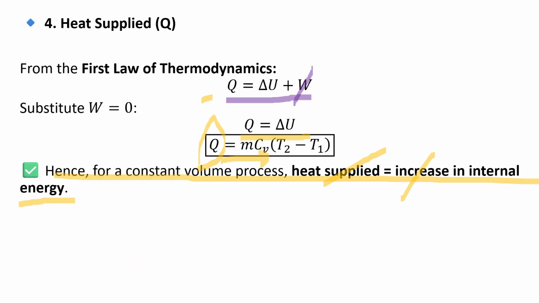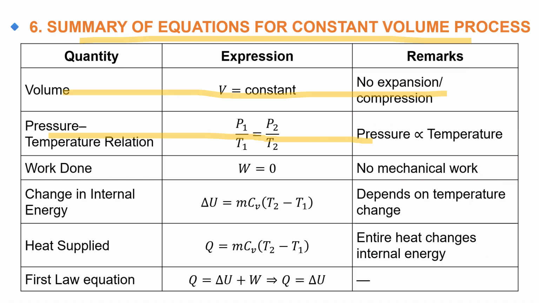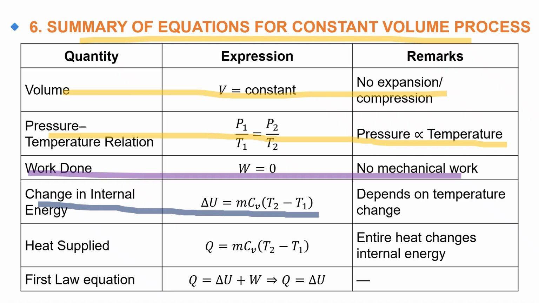So you know the formula to find out heat, the formula to find out internal energy, and the formula to find out work done. A summary is given here for the constant volume process. Volume V is constant, so there is no expression. The pressure and temperature relation is P1 upon T1 equals P2 upon T2, so pressure is proportional to temperature. Work done is 0 as there is no mechanical work. Change in internal energy U is m C_V delta T, which depends upon temperature. Q, the heat supplied, equals delta U, the entire heat changes the internal energy.